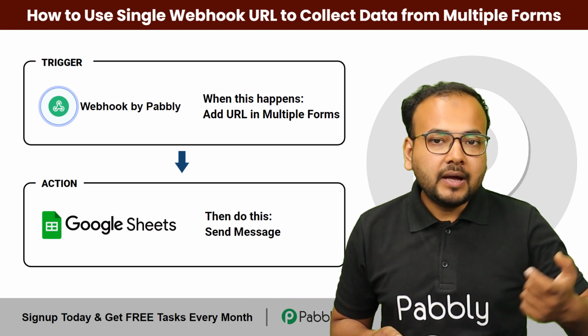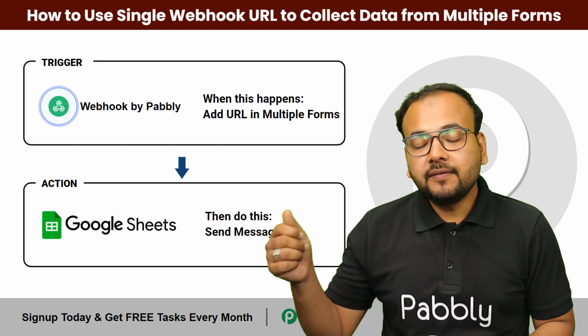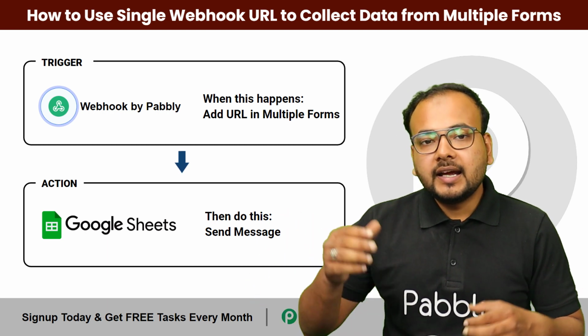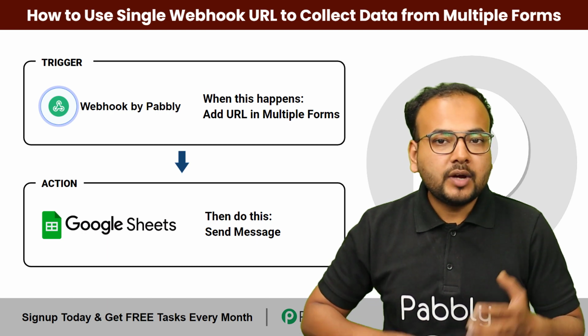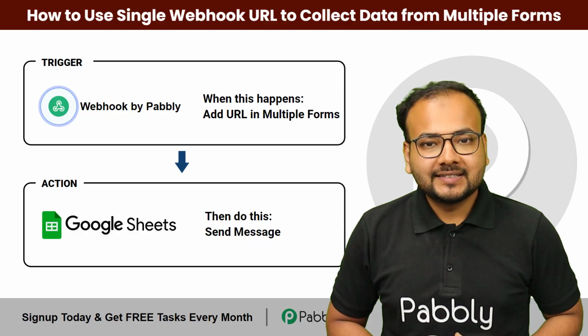That is the way by which two different applications can communicate. So with the help of the Webhook by Pabbly feature of Pabbly Connect, you can connect multiple forms using a single URL and take the data from multiple forms to different applications automatically. So let me show you how you can do this.